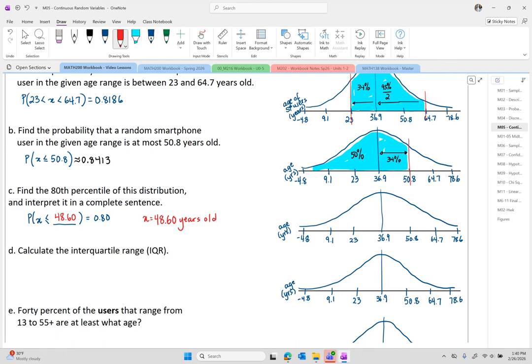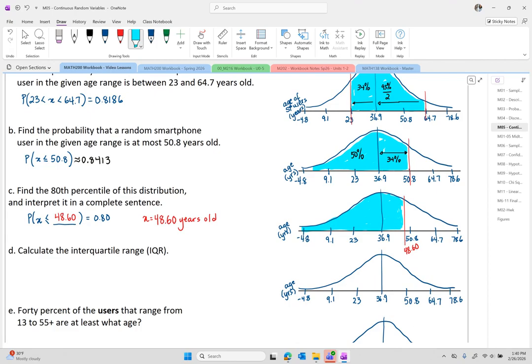This is the age of 80% of the youngest users of smartphones. So 48.60 will be somewhere here. And the 80th percentile is a CDF, cumulative distribution function, cumulative density function, below that value.